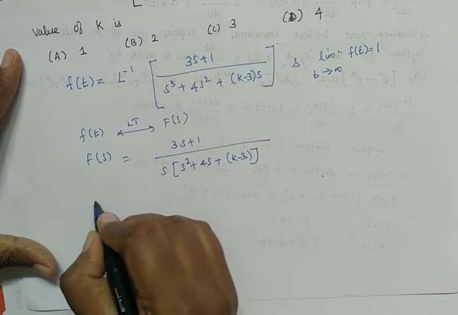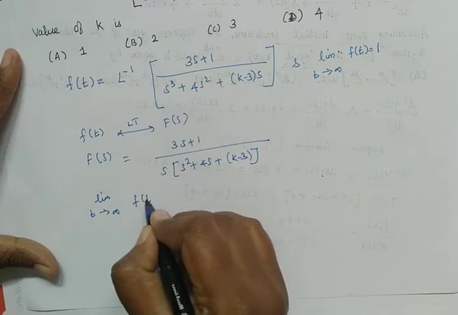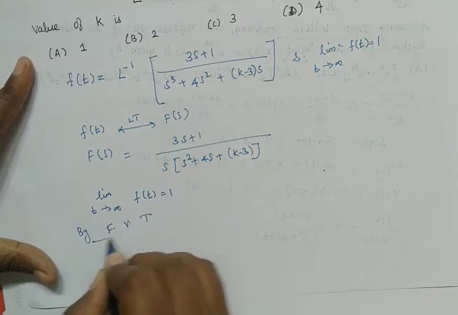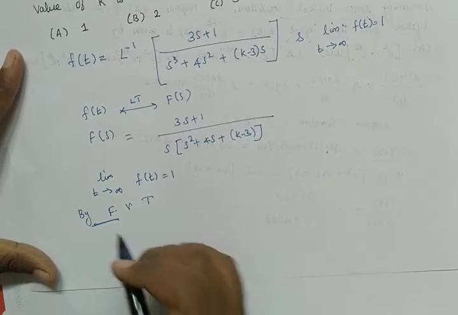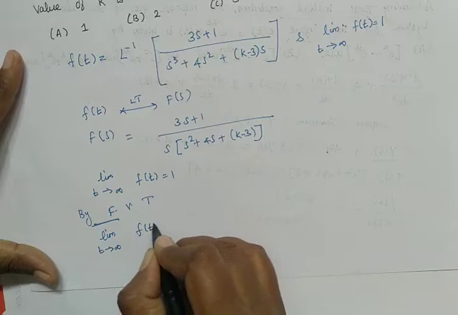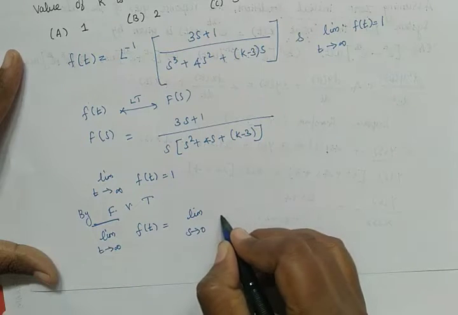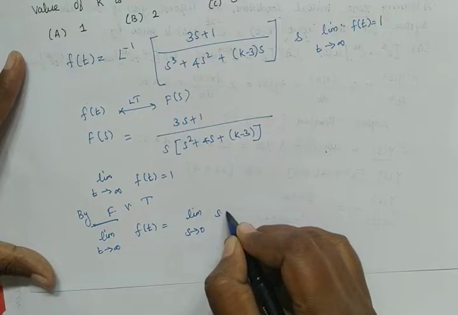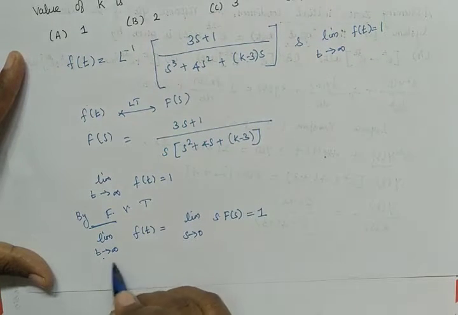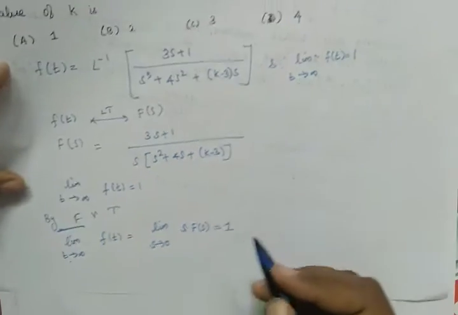Now we know that here in the question they have given limit t tends to infinity, f of t will be equal to 1. Now by final value theorem, limit t tends to infinity f of t will be equal to limit s tends to 0 of s into F of s, which will be equal to 1. These are basics which you know very well.